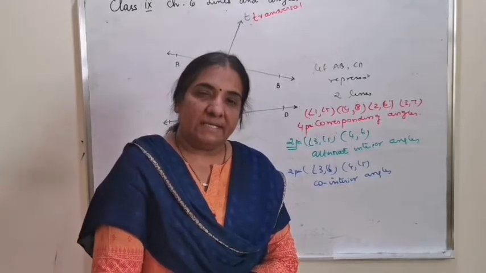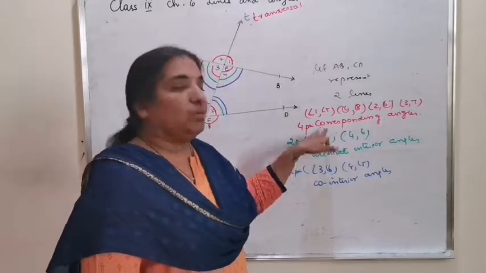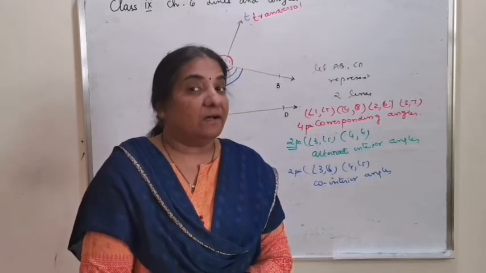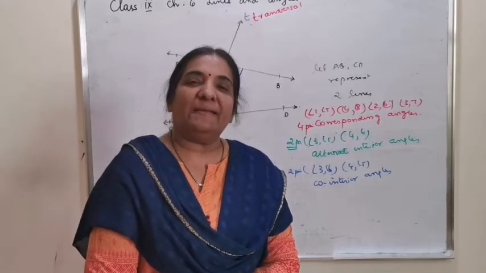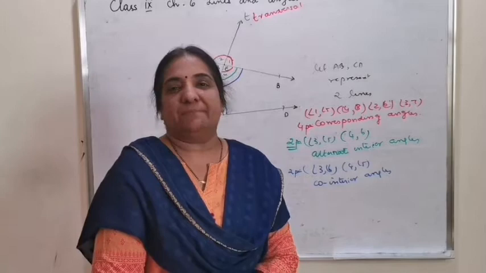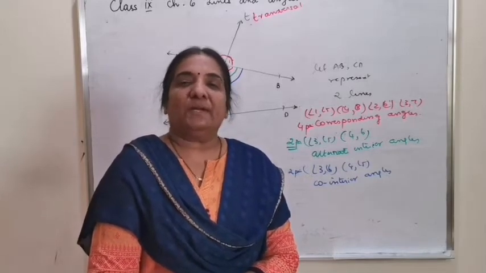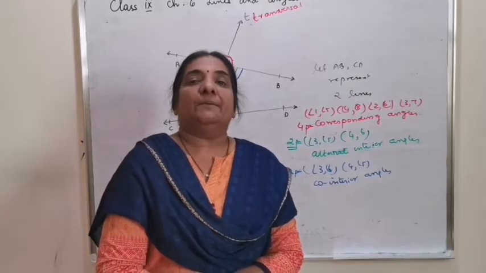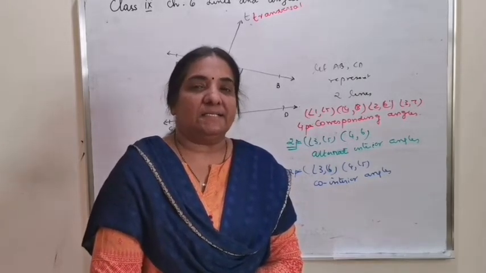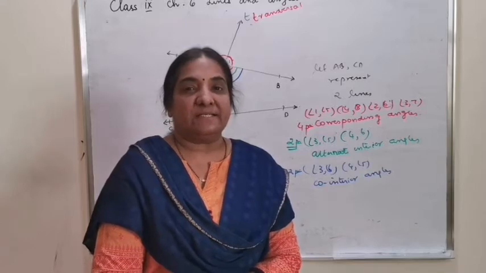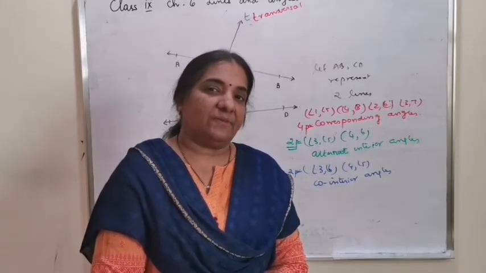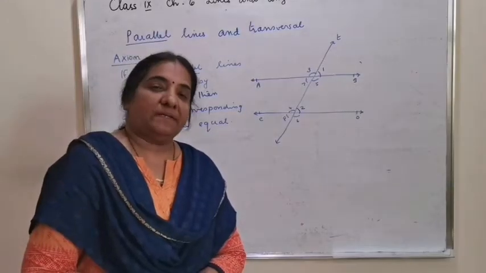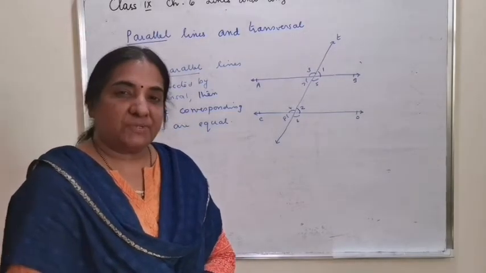The first condition, if two lines are parallel, the corresponding angles are equal, will be considered as an axiom. That means if two lines are intersected by a transversal, then pairs of corresponding angles are equal. That is, the first axiom, which doesn't require a proof. So the topic is parallel lines and transversal.